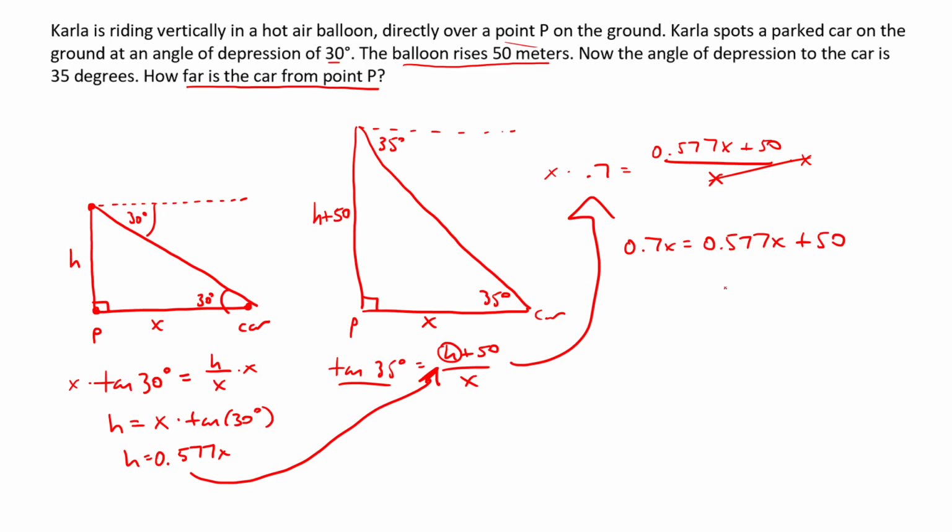And that's an easy equation to solve, right? With my calculator, it's not too bad. So I'm going to go ahead and do 0.7 minus 0.577 and divide. So 50 divided by that. Okay, if you go through and solve that equation, you will get x is approximately 406.504. The unit is meters. And at this point, you're done because you were looking for the distance from the car to point P. But if you wanted to figure out the height of the balloon, you could plug it back in and find it. But in this case, they're not asking for that.